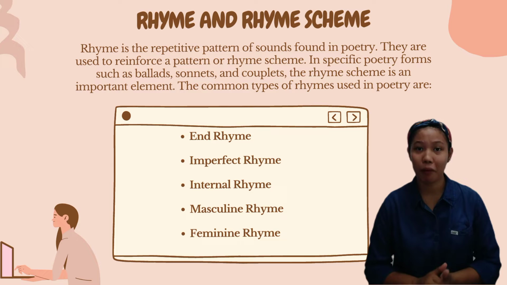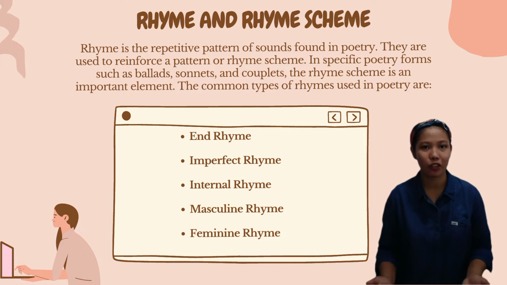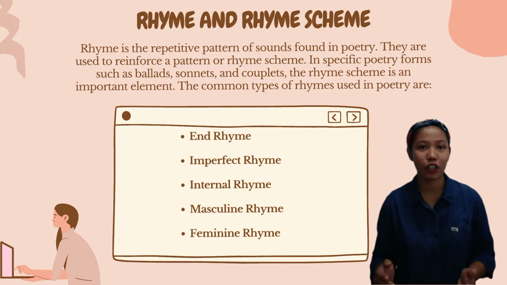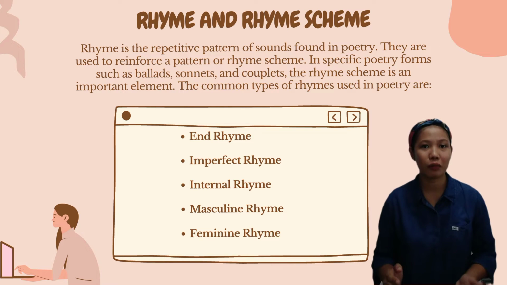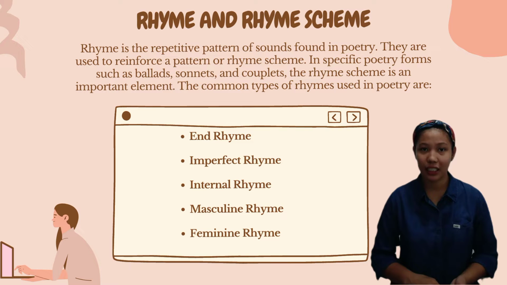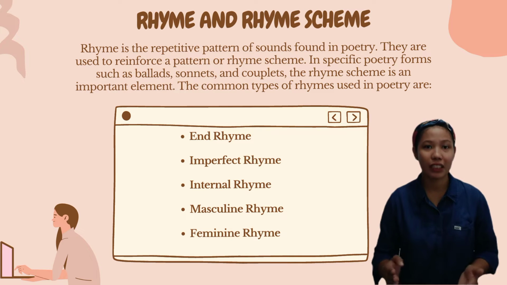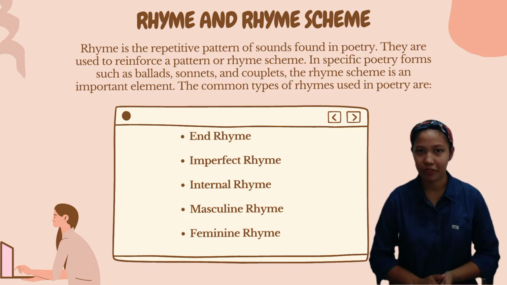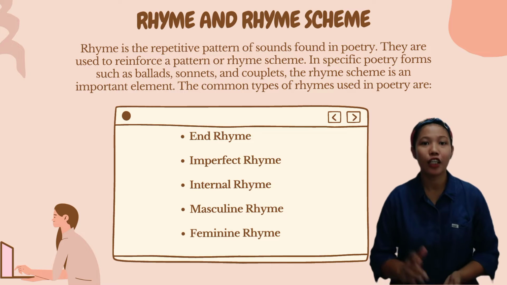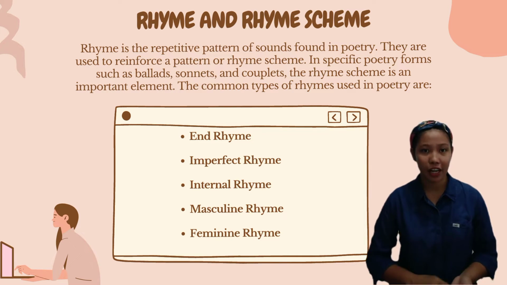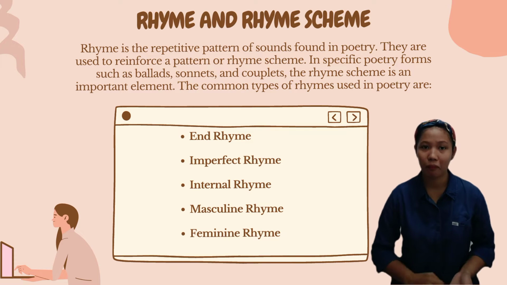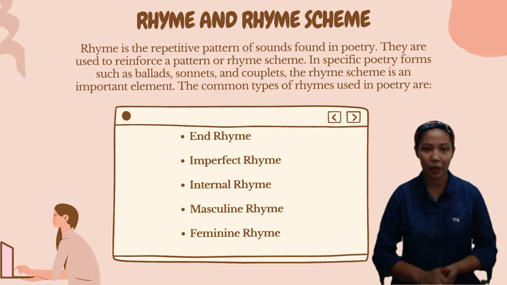Another element is rhyme and rhyme scheme. Rhyme is the repetitive pattern of sounds found in poetry. They are used to reinforce a pattern or rhyme scheme. In specific poetry forms such as ballads, sonnets, and couplets, the rhyme scheme is an important element. The common types of rhymes used in poetry are end rhyme, imperfect rhyme, internal rhyme, masculine rhyme, and feminine rhyme.